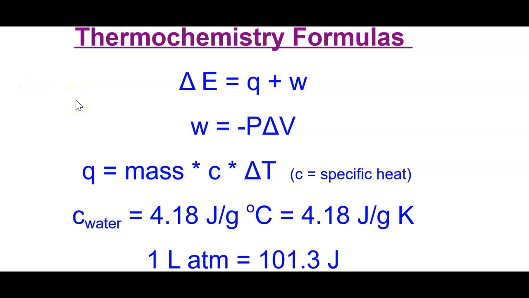Just to be sure that you understand what these different variables stand for, E is energy, Q is heat, W is work, P is pressure, V is volume, m is mass, C is specific heat, T is temperature, and then this is the specific heat of water, and this is going to be joules over grams times degrees Celsius, or joules over grams times Kelvin. 1 liter atmosphere, so there's 2 units, equals 101.3 joules. Okay, so 1 liter atmosphere equals 101.3 joules.